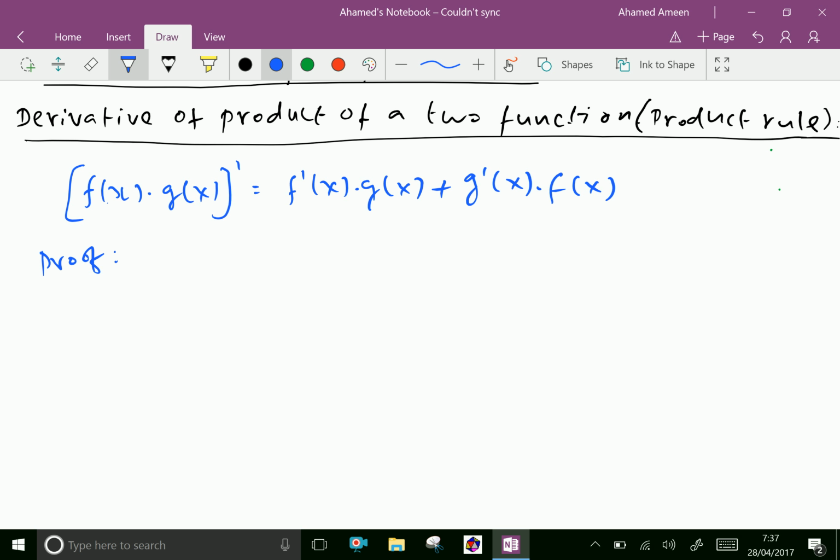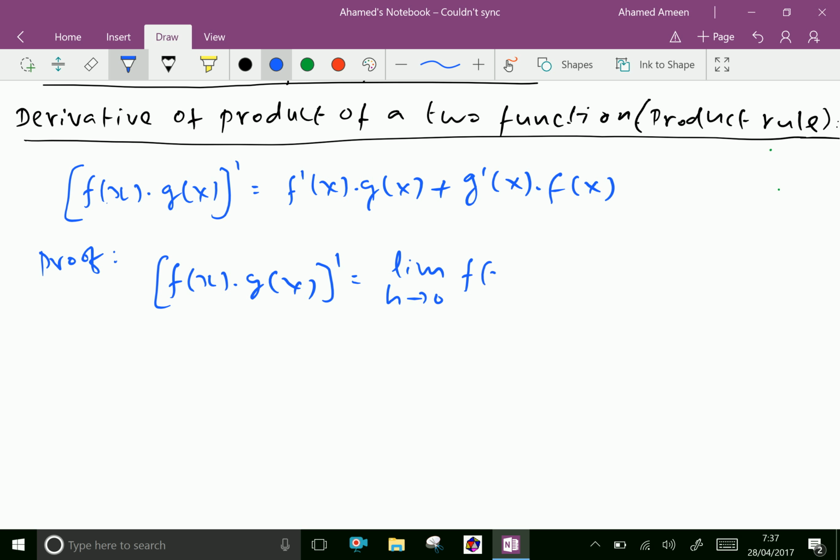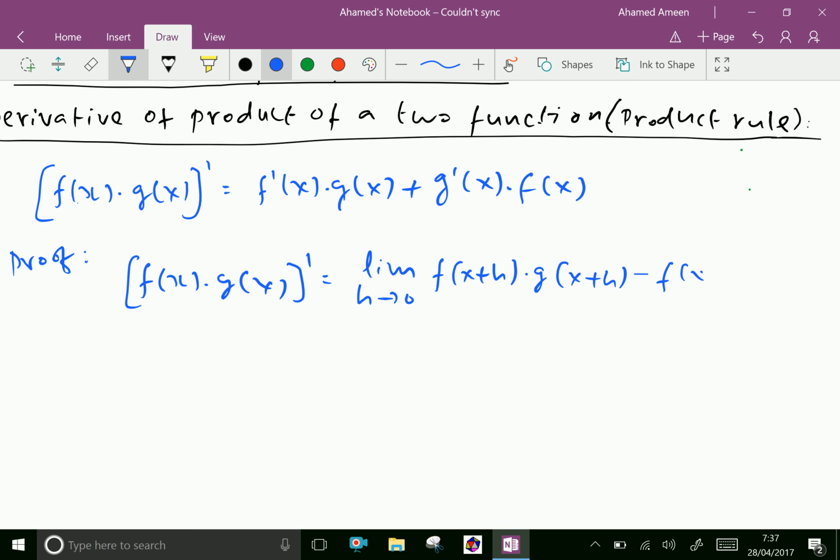Now by definition, (f(x) times g(x))' by first principle is the limit as h tends to 0 of [f(x+h) times g(x+h) minus f(x) times g(x)] over h, where h is a small increment given on x.